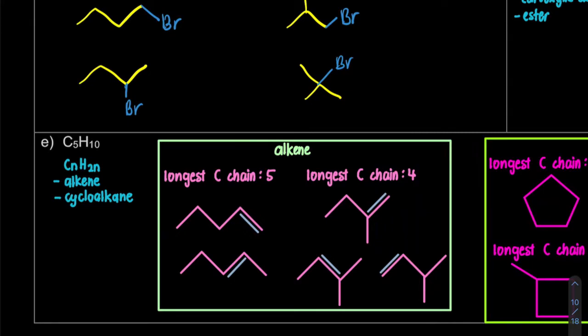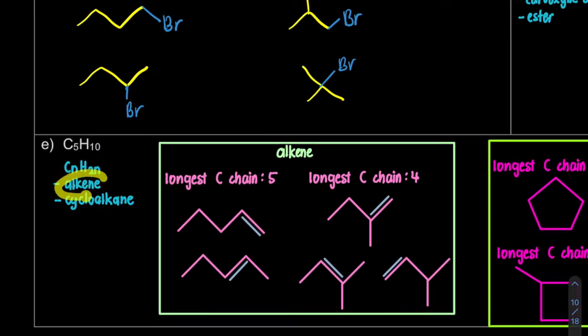Okay, so first, it follows the CnH2n. So it means that we have alkene and cycloalkane. First, what we're going to do is the alkene. Alkene is actually our carbon-carbon double bond. So first, I'm going to do the chain isomer, where the longest carbon chain is 5. Okay, so when it's 5, 1, 2, 3, 4, 5. Here also 1, 2, 3, 4, 5. So what is the difference between these two? Here the double bond is between carbon 1 and 2. Here it is actually between carbon 2 and 3.